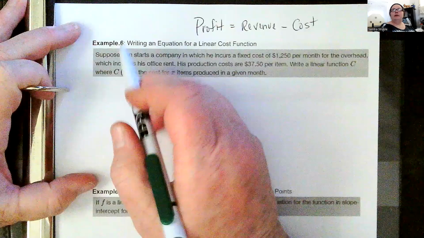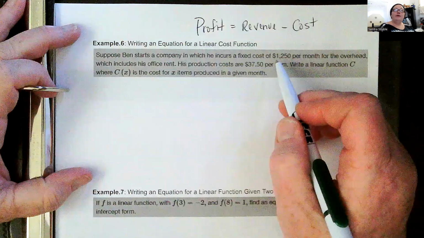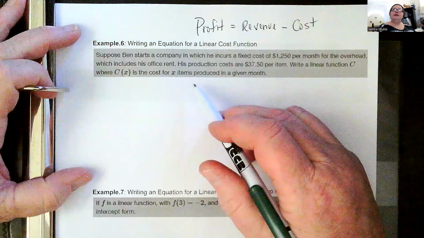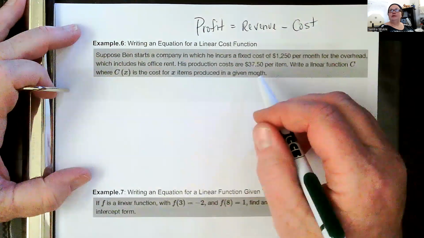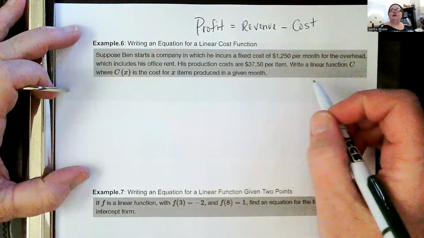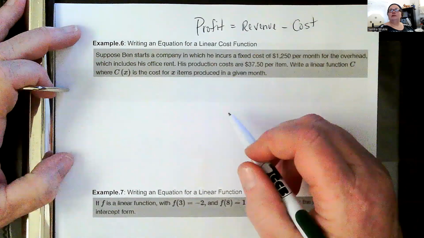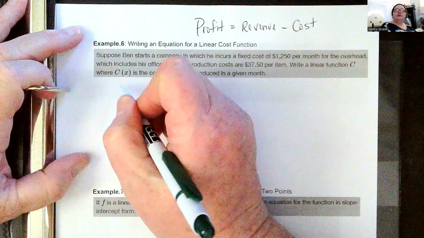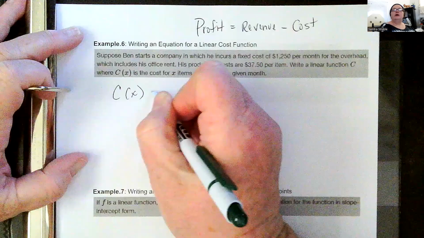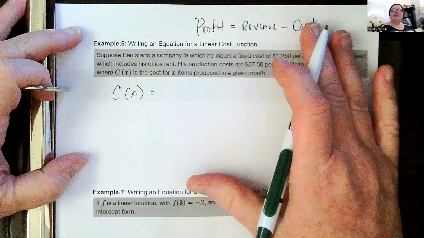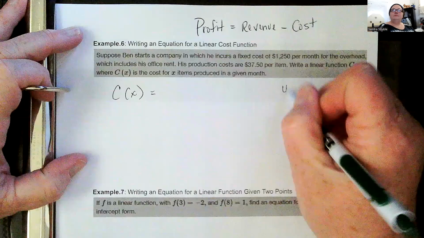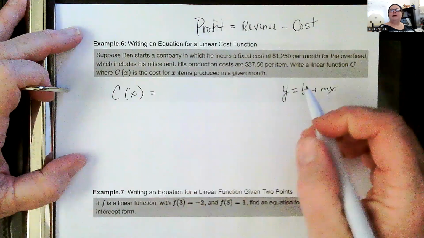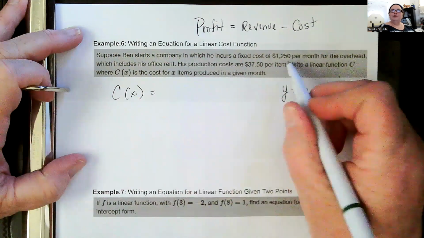Suppose Ben starts a company in which he incurs a fixed cost of $1,250 per month for the overhead, which includes his office rent. His production costs are $37.50 per item. Write a linear function C, where C of X is the cost for X items produced in a given month. Okay, so we're just going to write a function C of X. And again, we're back to a word problem again. So the first thing out of my mind is going to be B plus MX. I really want to set it up in that manner. And where B is my initial value, which is 1,250.